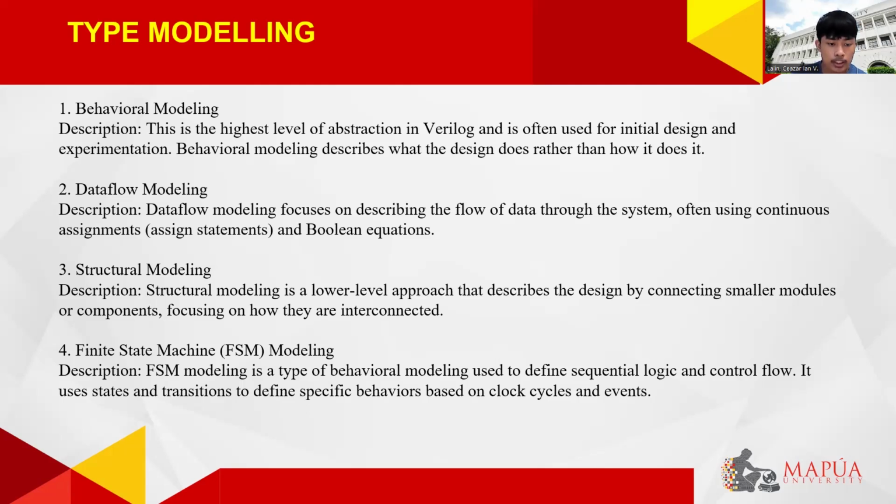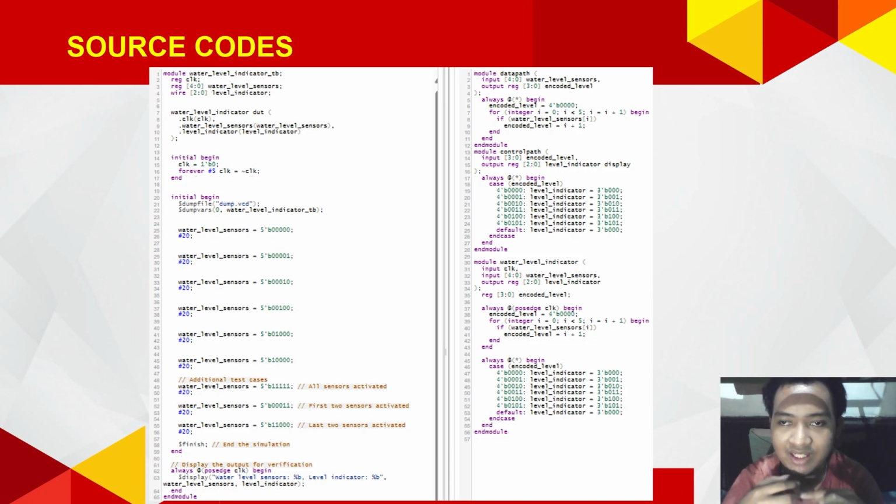And lastly, the finite state machine modeling, since this is a type of behavioral modeling that also defines sequential logic and control flow. It uses states and transitions to define specific behaviors based on clock cycles and events, which will be shown later for our source codes and program output. And that is all for the first part of our DOE. Source codes for the water level indicator.